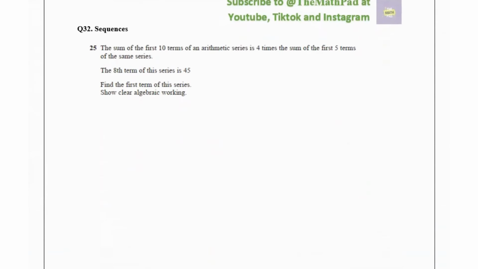Then sequences. In this one, it says the sum of the first 10 terms of an arithmetic series is 4 times the sum of the first 5 terms of the same series. The 8th term of the series is 45. We have to find the first term of the series. So let's write this down. Sum of the first 10 terms is 4 times the sum of the first 5 terms of the same series. The 8th term is given as 45. What is the first term of the series?